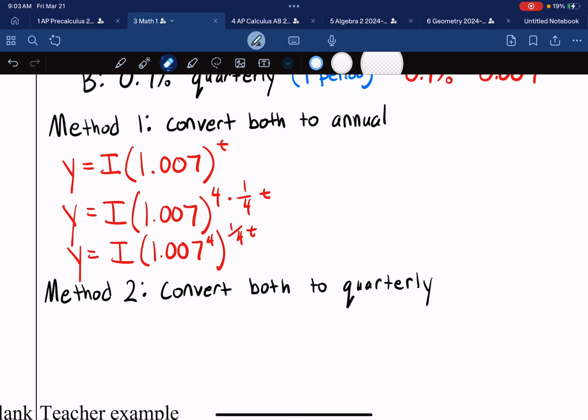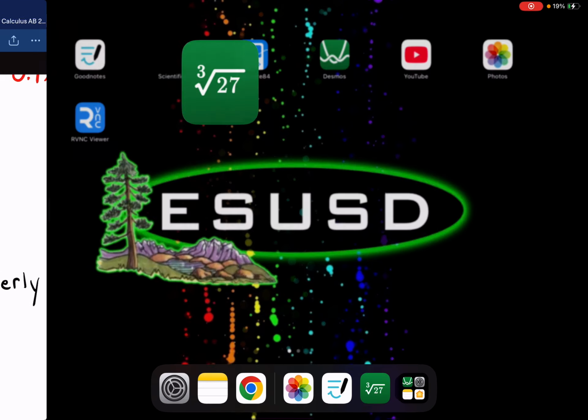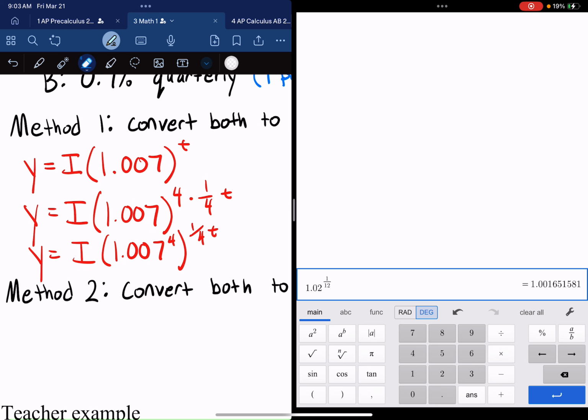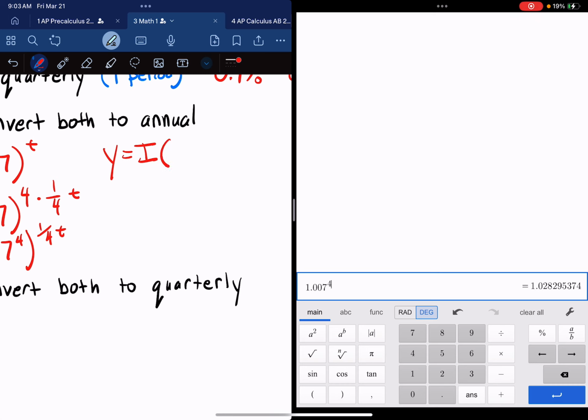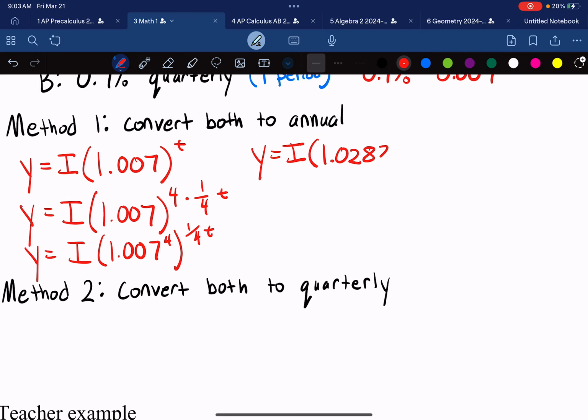So split the screen so I can see what's going on. Let's clear everything. It's going to be 1.007 to the power of 4. And that is, y is going to be equal to some initial value, and then it's going to be times 1.028, and then I guess 295, I can put the 295 as well, to the power of 1/4 of t.